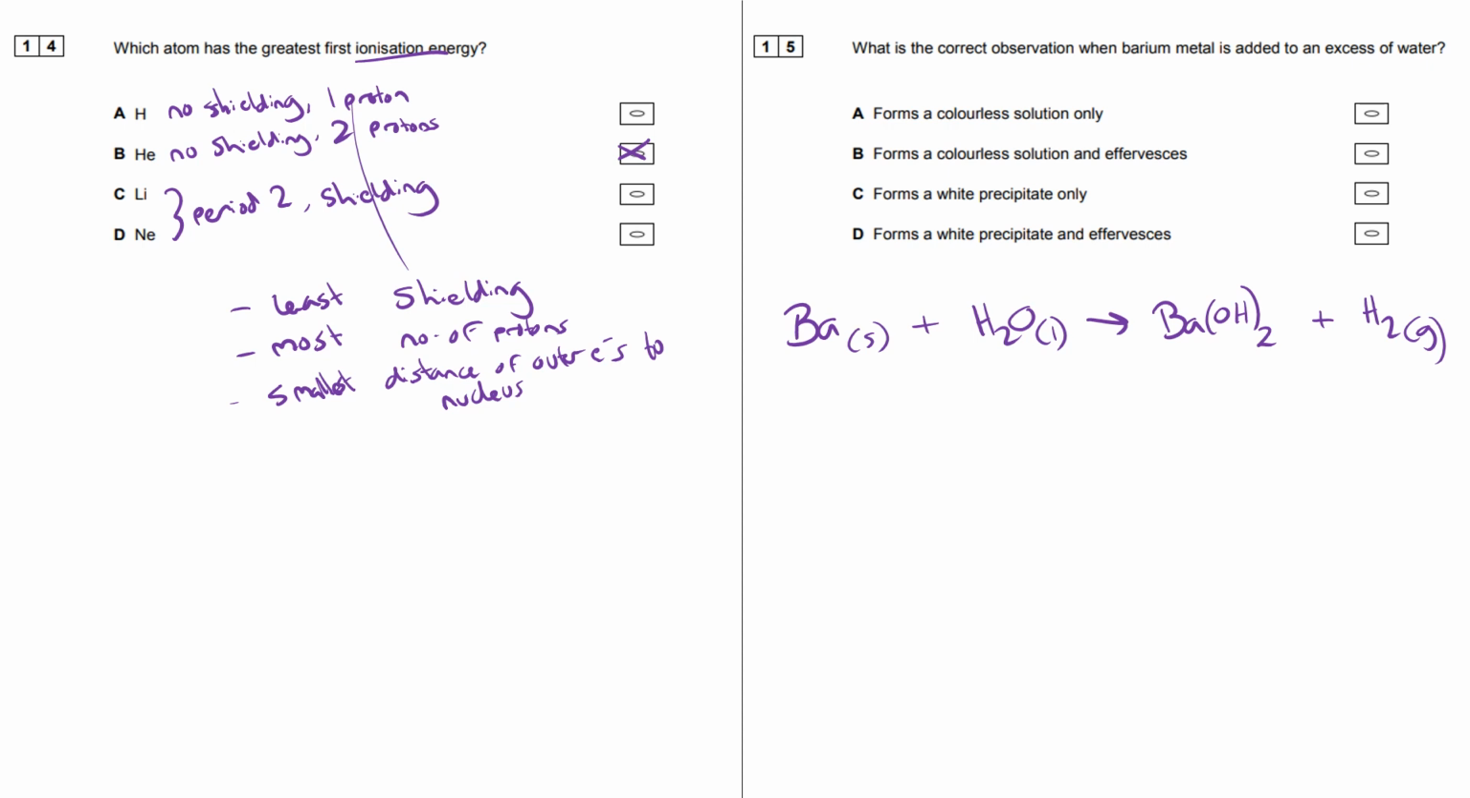Now barium hydroxide, you have to think about your knowledge of the solubilities of the group 2 hydroxides. Is barium hydroxide soluble or insoluble? Well, it is in fact soluble, because it gets more soluble as you go down the group when we're thinking about the group 2 hydroxides. So you'll get a colourless solution of barium hydroxide and you'll get hydrogen gas produced. So you're going to get a colourless solution of barium hydroxide and effervescence of hydrogen gas.